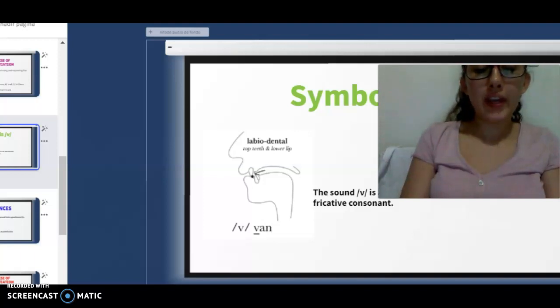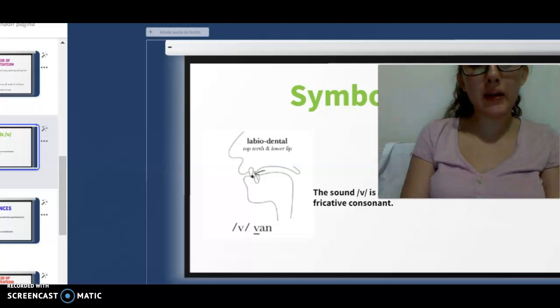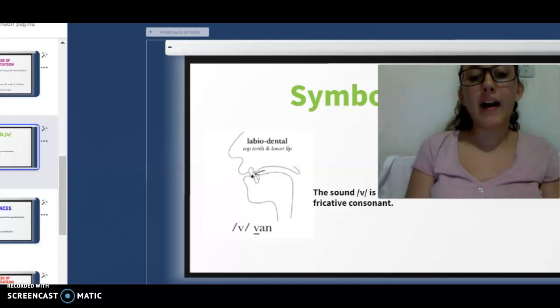Care should be taken when pronouncing it, as it can be confused with the y, and this pronunciation is similar.